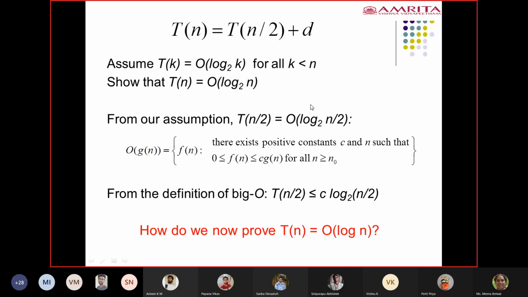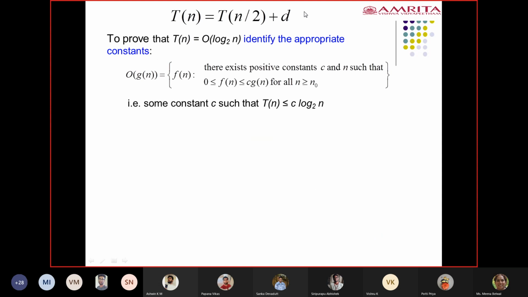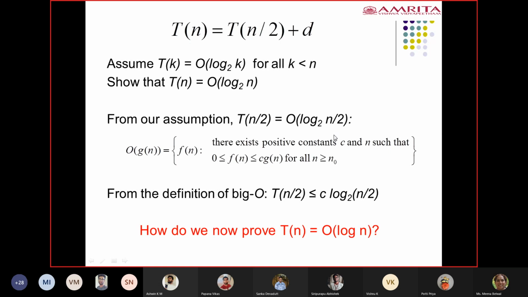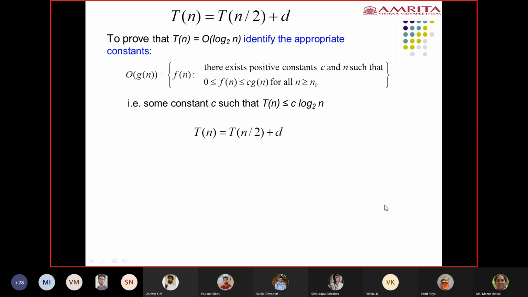But what we have to prove is that Tn is equal to O log n. To prove that, we need to find an appropriate constant C which says that Tn is less than or equal to C log n. But what is given to us is Tn by 2 is less than or equal to C log n by 2.